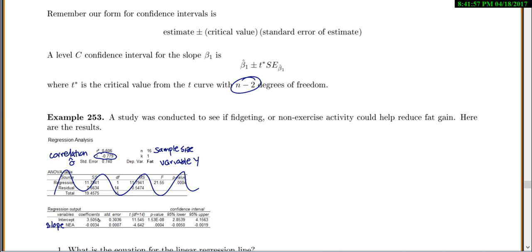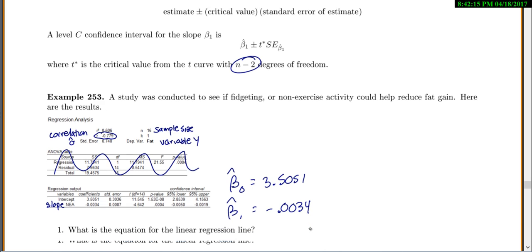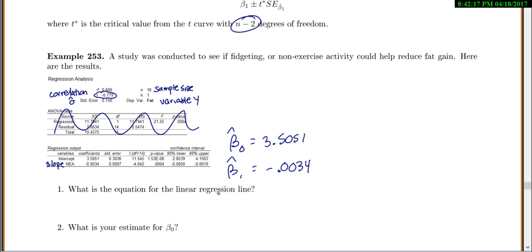Okay, so for the intercept, it says it's 3.5051. So that means our intercept, or beta 0 with a hat, is 3.5051. And our estimate for the slope is negative 0.0034. So what is the equation for the linear regression line? We'll just be y hat. So we do our intercept, 3.5051. And then this is minus, for negative, 0.0034x.